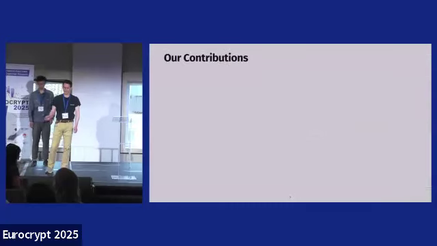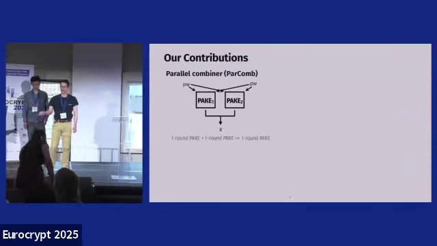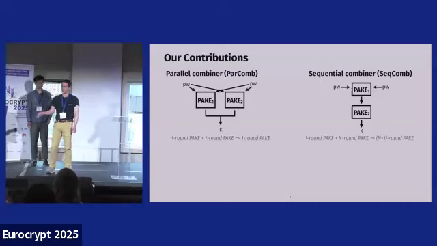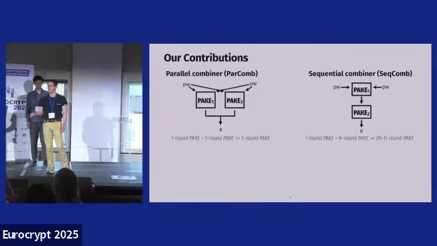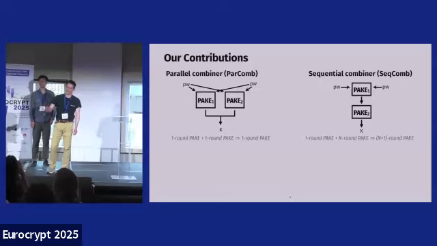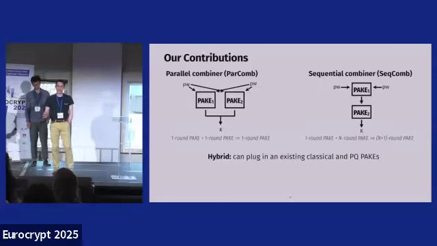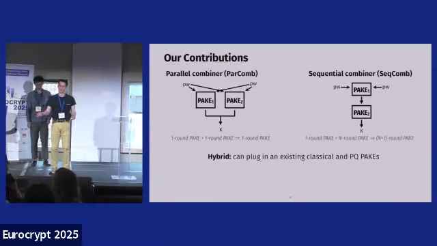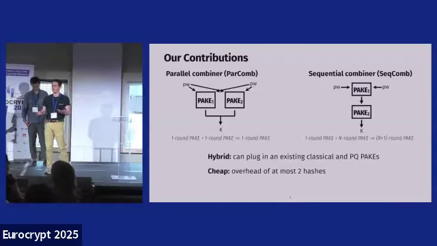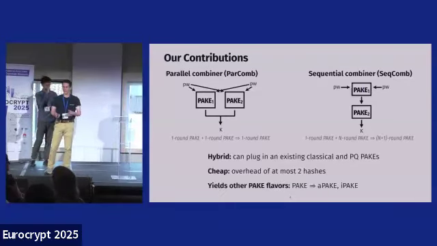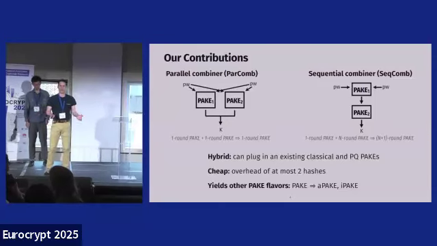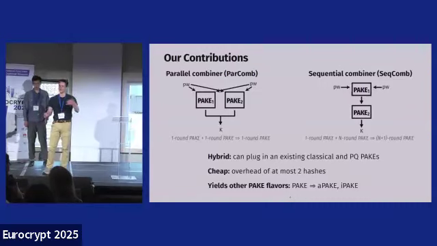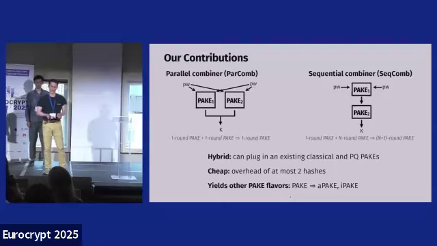So we present two constructions, a parallel combiner that we call parcom. This runs two PAKEs in parallel and then outputs the final key. And then a sequential combiner, or seccom, which runs the first PAKE, then a second PAKE, and then outputs the key. And so these have hybrid guarantees. That is, it gives you the best of both worlds of classical and post-quantum security. They're cheap. They only cost 2 hash functions. And because of generic constructions, if you get a hybrid PAKE, you can also get a hybrid APAKE, and you can also get a hybrid IPAKE. APAKE being augmented PAKE, and IPAKE being identity binding PAKE.